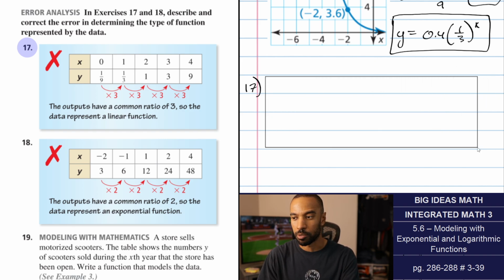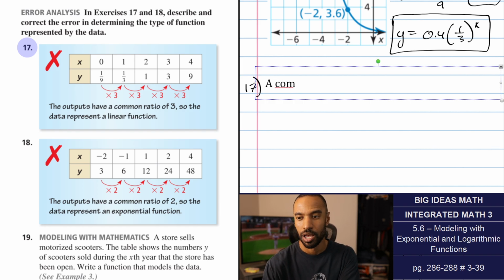Oh, by the way, there are going to be a lot of fireworks going off at some point here, I'm sure. A common ratio.